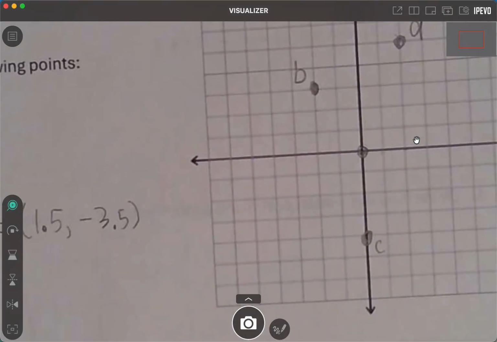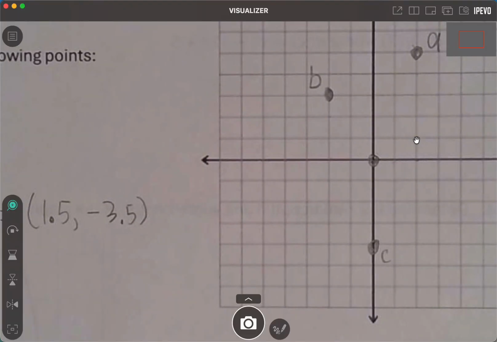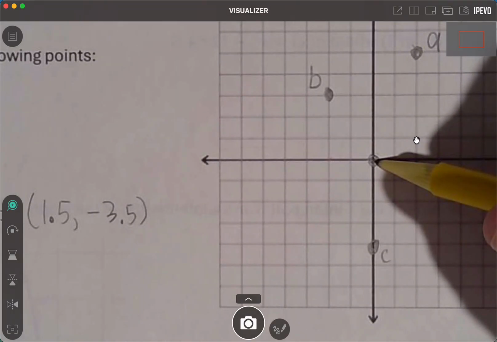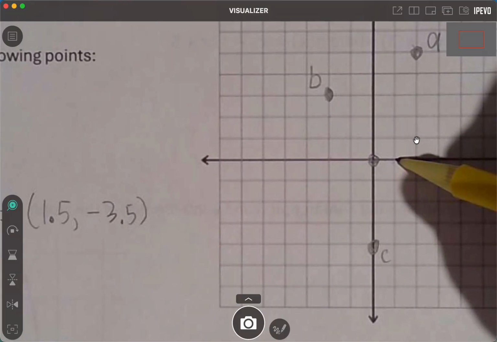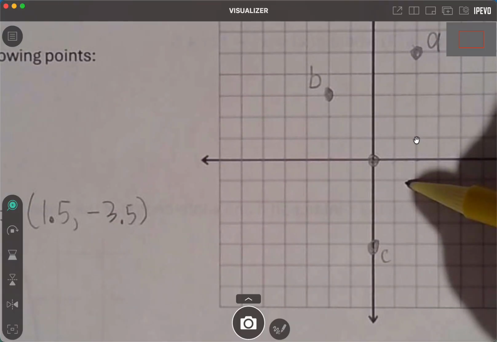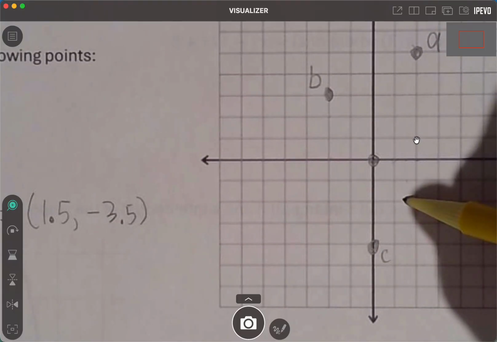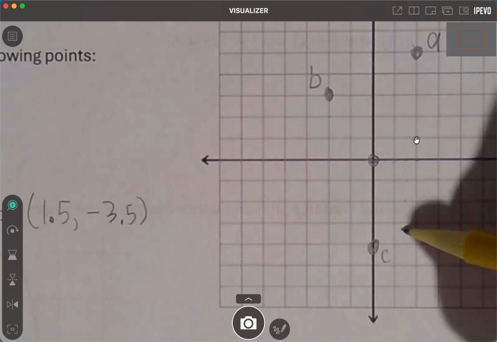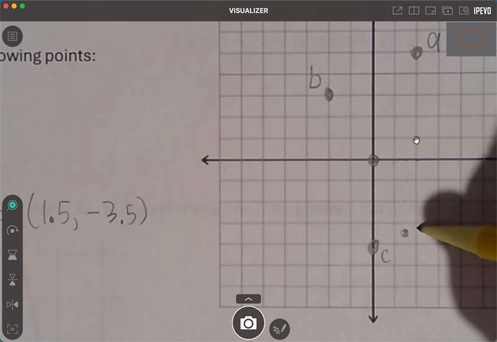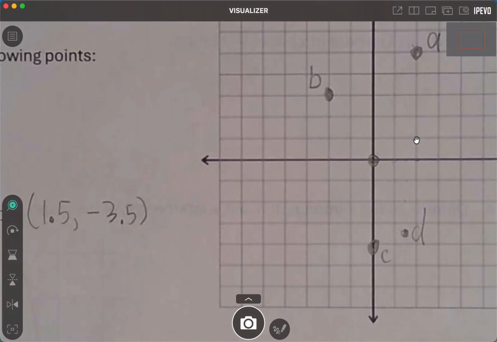Okay, well then let's look at that example now that I've written it in decimal and I can still see it on the screen. Let's see what that looks like on the graph. So from my origin, I'm going to move right, because it's positive, 1.5, and now I'm still holding my pencil there, and then I'll move down 1, 2, 3.5. That puts me right here for point D.